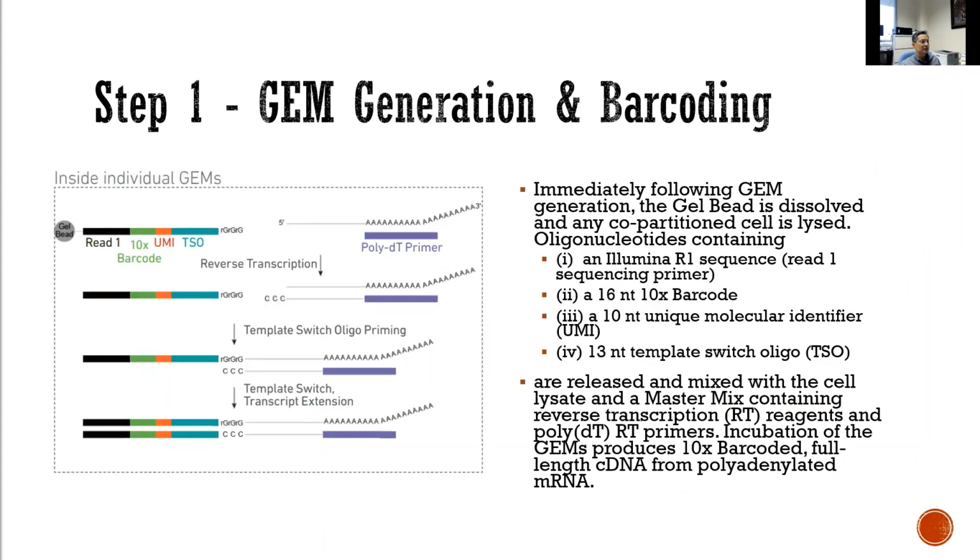So that's the first step, to generate gel beads, and then use this barcode system to capture individual cells to use that information to tell which cell is which. And here is a gel bead, and you have your TSO oligo here, and you have a poly-T primer. And then through this process, you amplify. By the way, that's a 13 base pair template switch oligo here.